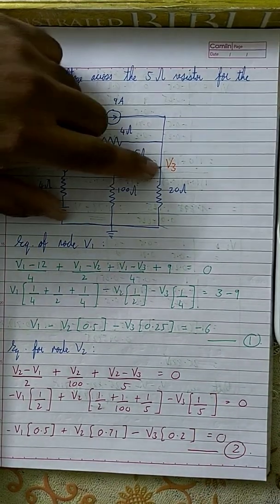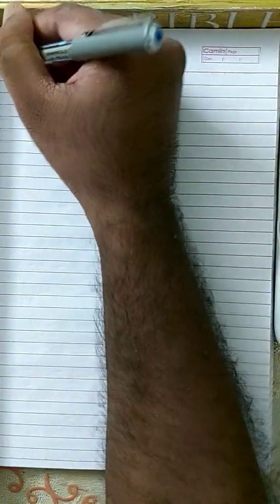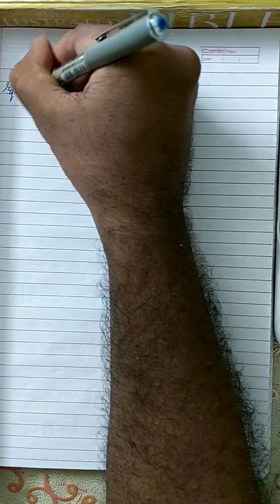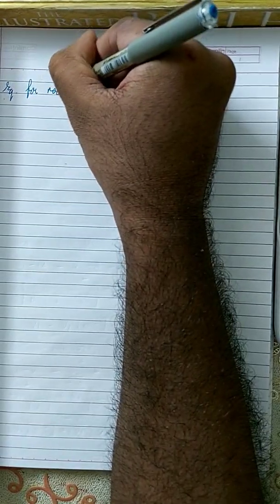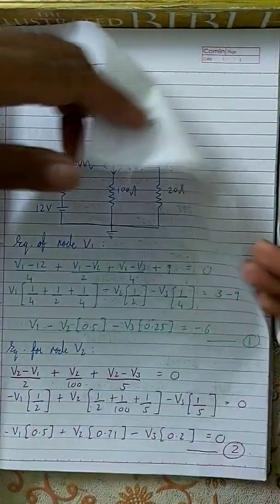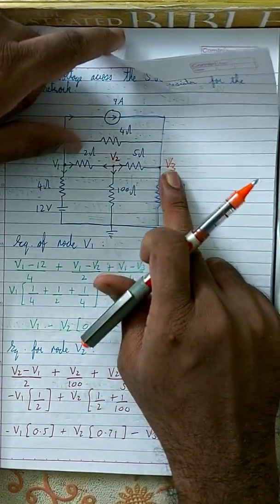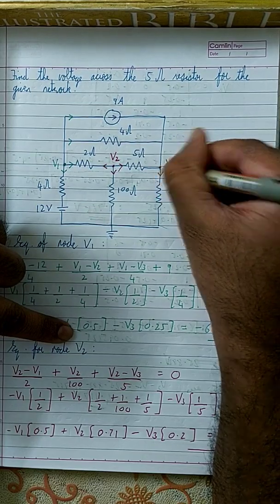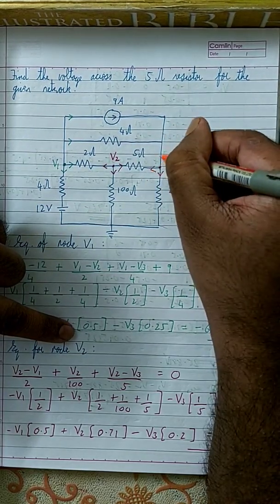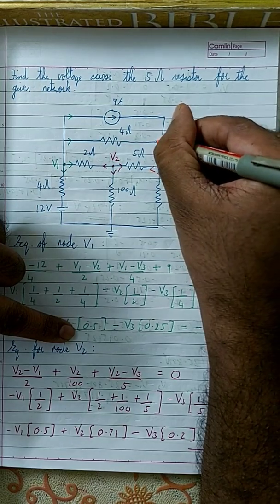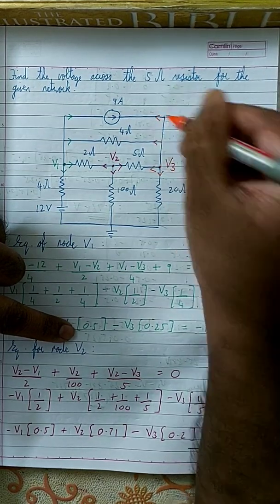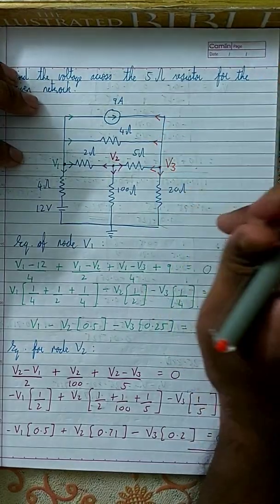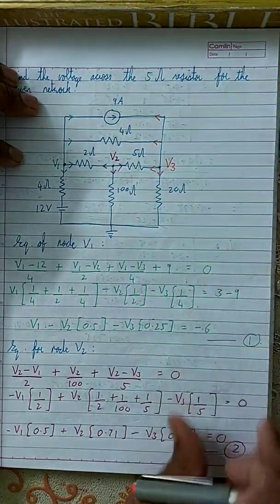Next I will be writing the equation for node V3. Let's write that. What is the color of that? Orange, so we'll use the orange pen. So V3 means how many branches are there? Let me see. This is 1, 2, 3, and 4, so there are 4 branches over here. So let's write the equation for each of these 4 branches.